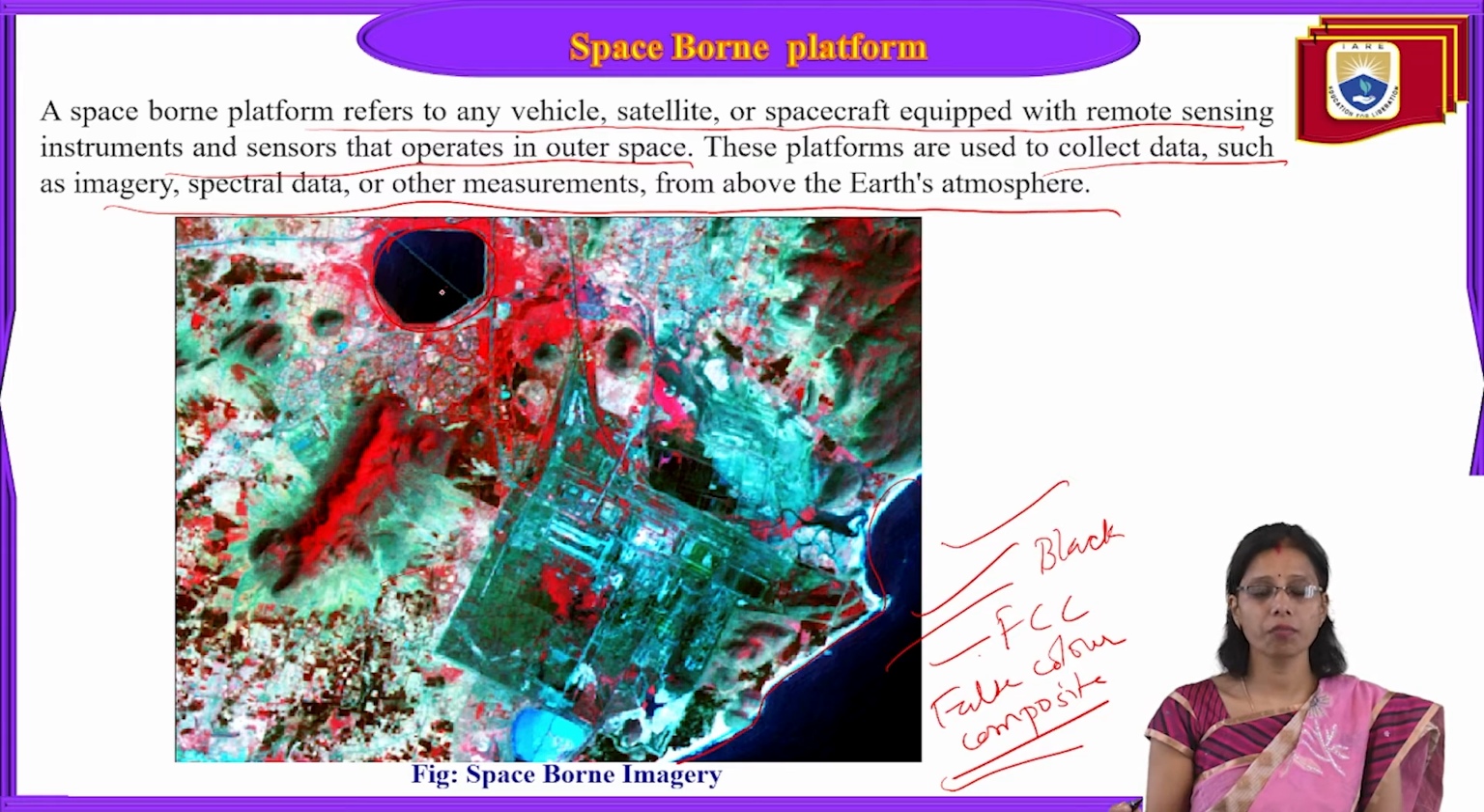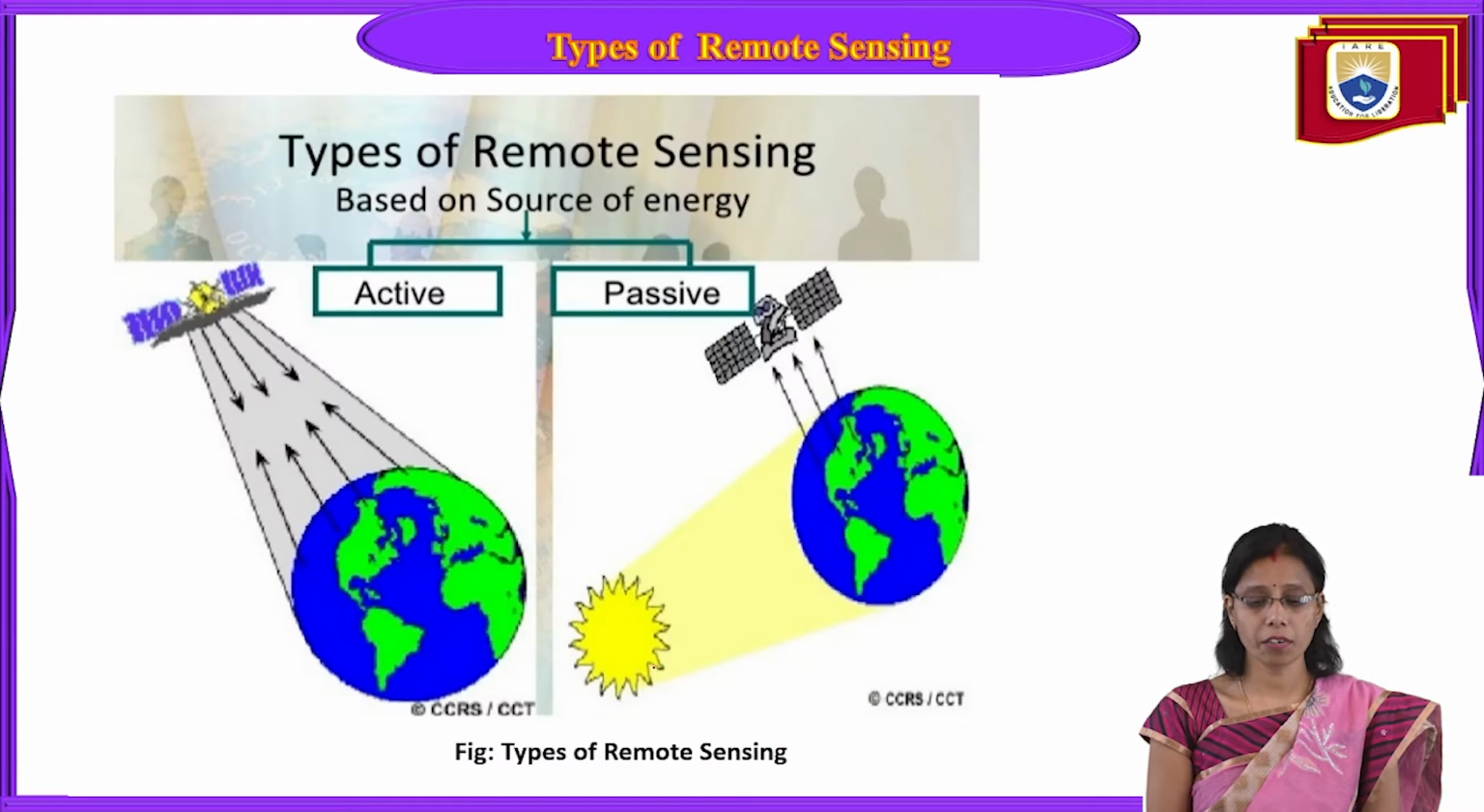Because with this shape we can tell it's a water tank or something like a water body here. So black color wherever you see, it's a water body. We'll discuss in detail in the coming topics about satellite images, how we can interpret them. So basically you understand this is a satellite image and it always comes in a false color composite. It never comes in a true color. So this is an example of space platform.